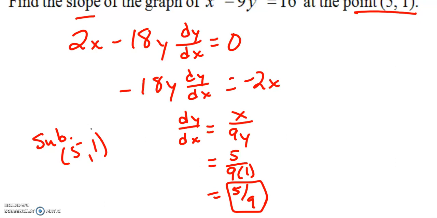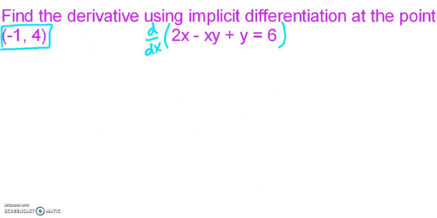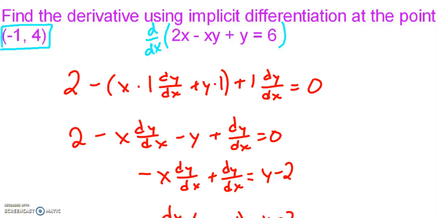Okay. And let's try another example here. Find the derivative using implicit differentiation at the point (-1, 4). So in other words, we're taking the derivative here with respect to x. Okay, that's what this notation is referring to there. So again, I would like you to try this one on your own. Please pause the video. Find the derivative with respect to x, and then find the slope at the point (-1, 4). Okay, so let's go ahead and check your answer here.